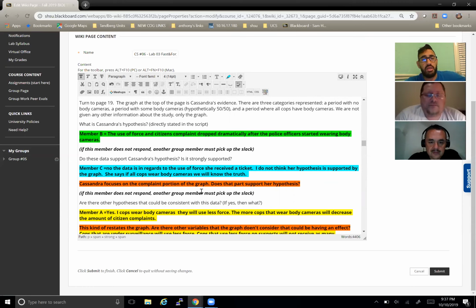So I got the book here. It does show that the use of force was high, and then when they put body cameras on, yes, the use of force went down. So, yes, if she was correlating her situation to the use of force and that graph, then yes, it would support the data. But that's not it. There I go, overthinking it again. It wasn't about hers. It wasn't a use of force. Giving a ticket to somebody is not the use of force. But I see where we're going here.